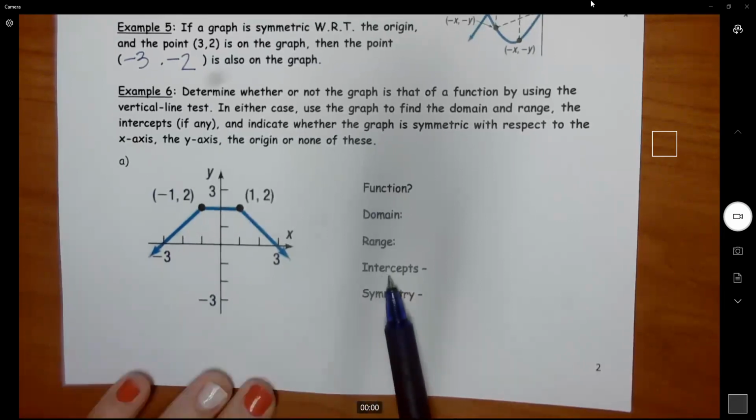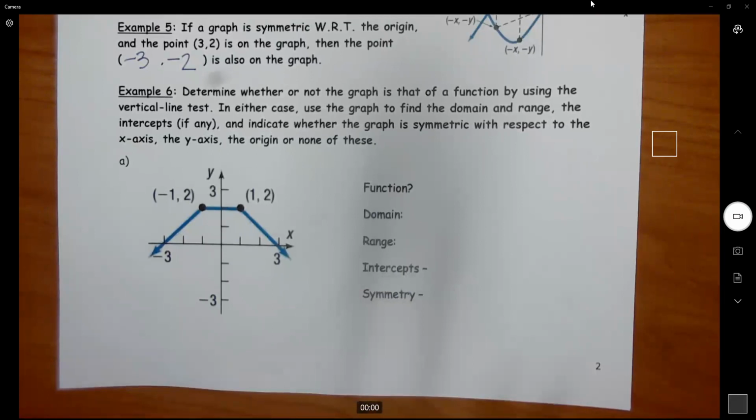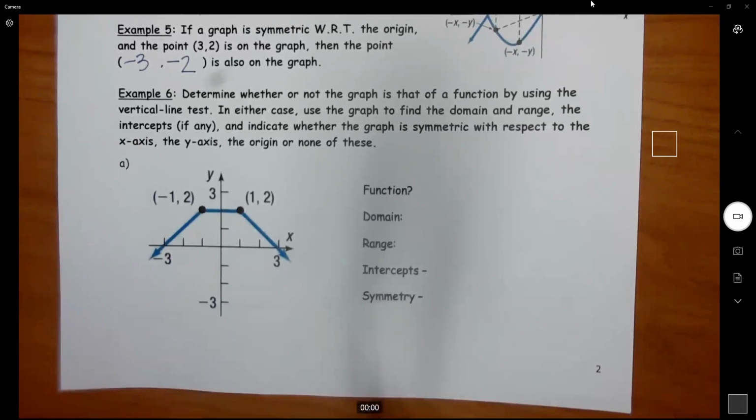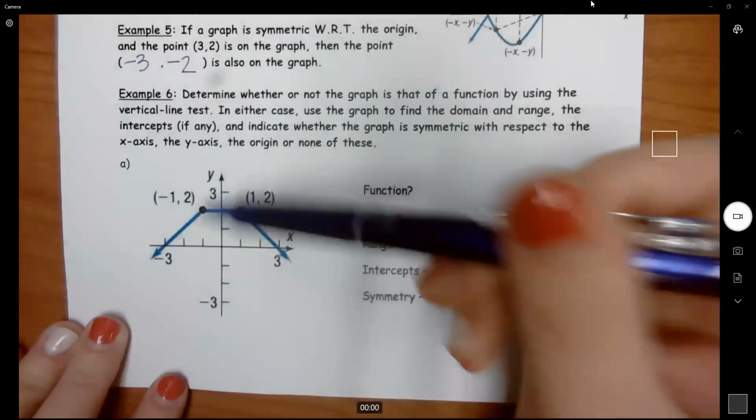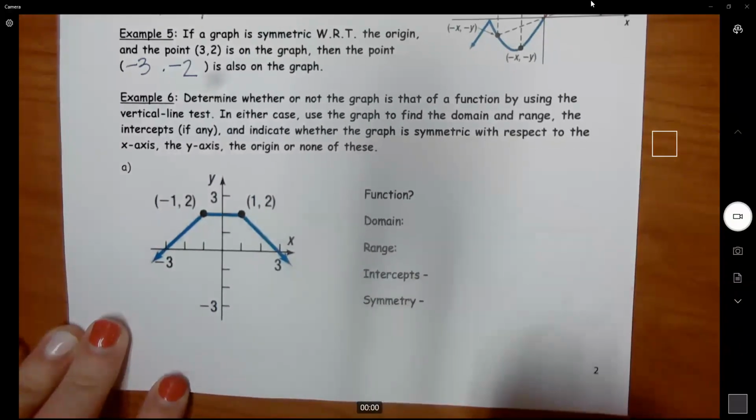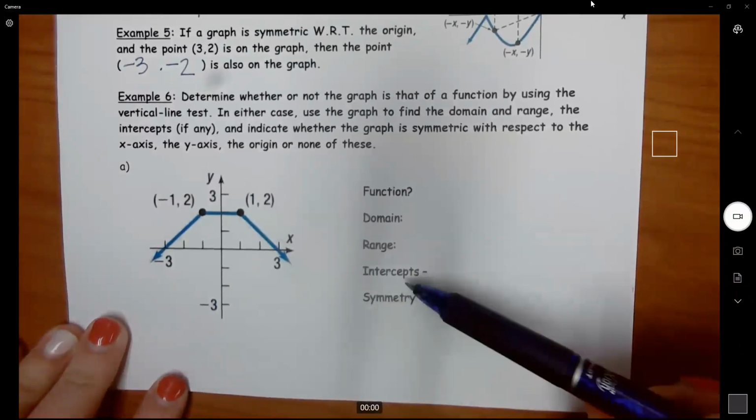And before we do, let's talk about what intercepts are. That's something that I thought everybody kind of knew, and it turns out we don't. So what intercepts are, you can have x-intercepts or y-intercepts, and what those are is where this graph is crossing the x-axis and where it is crossing the y-axis. Okay, those are what your intercepts are.